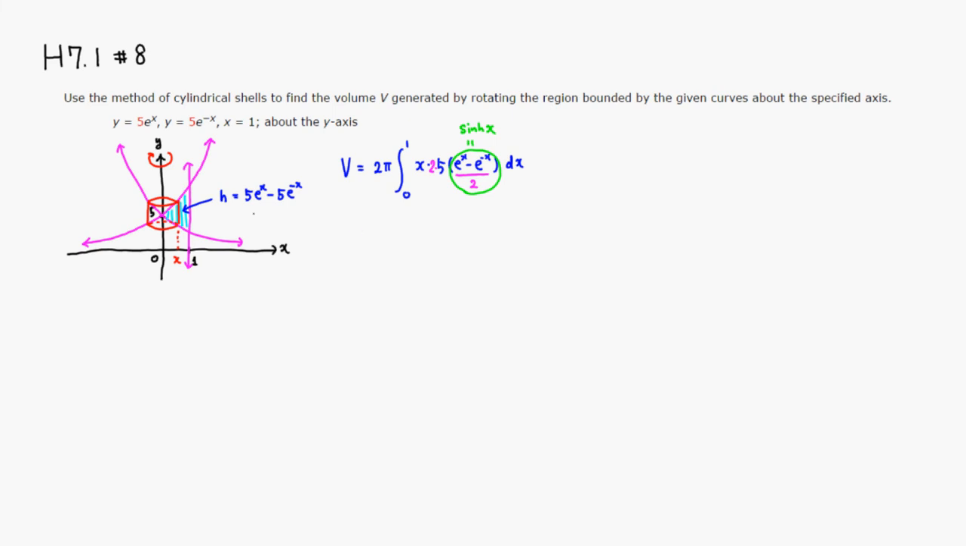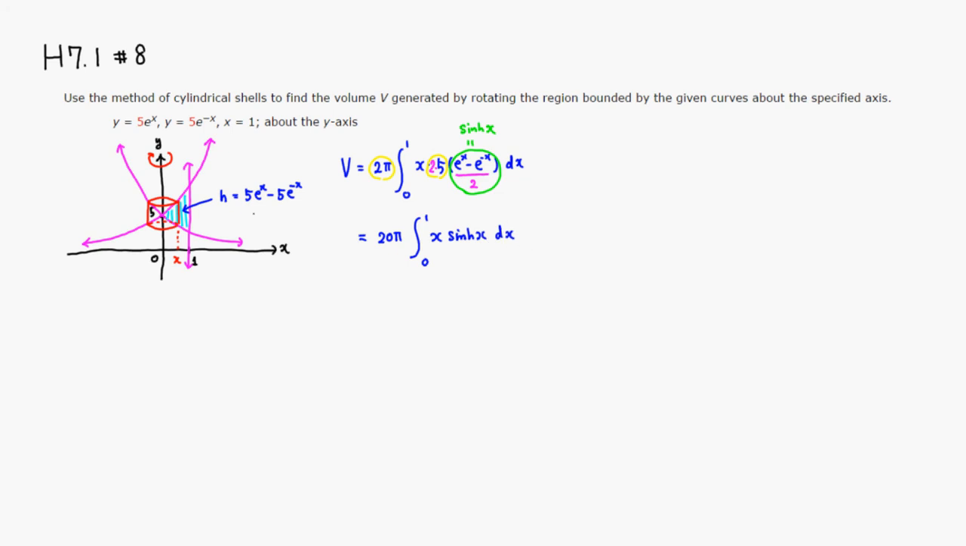So let's put that in. I'm going to pull out the numbers. 2 times 5 is 10, so you have a 20 pi. We took care of 2 pi and 2 times 5. Then inside we just have the integral from 0 to 1 of x times the hyperbolic sine of x, dx.